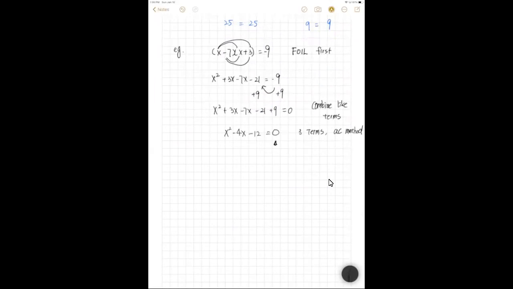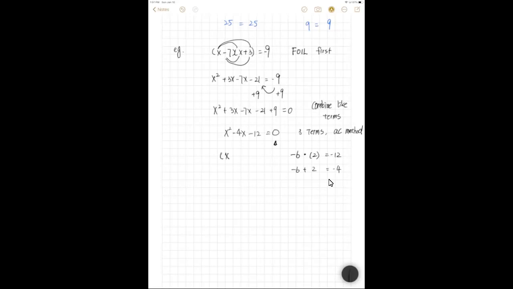Okay, so we want two numbers multiplied together equal to negative 12, and added together equal to negative 4. So for negative 12 we will have negative 6 times 2, which is equal to negative 12. Negative 6 plus 2 is equal to negative 4. So that means negative 6 and 2 are the numbers we're looking for.